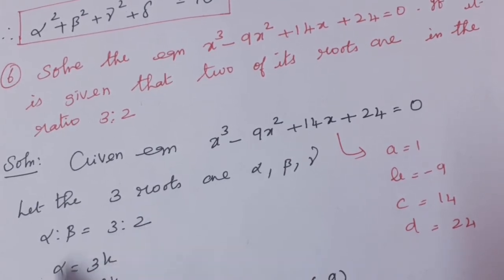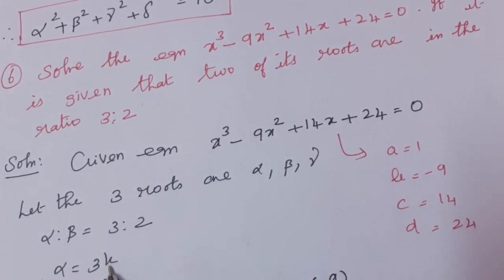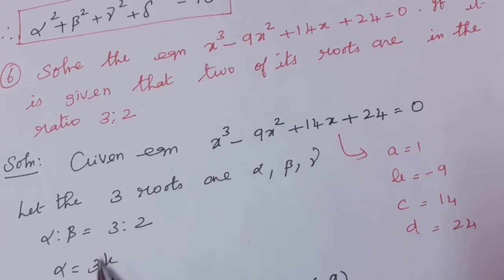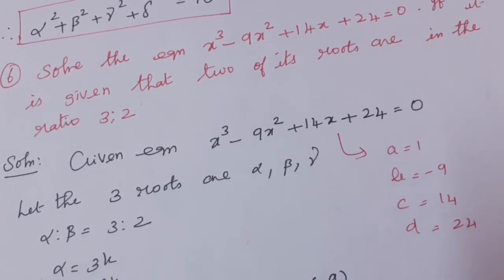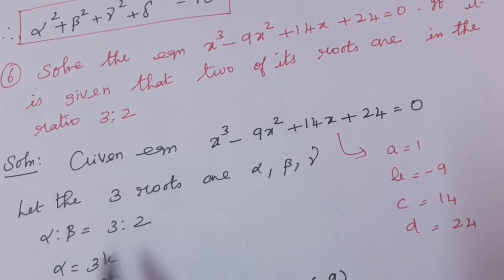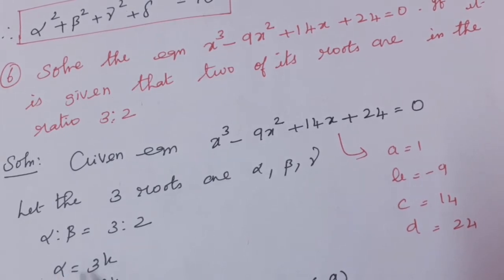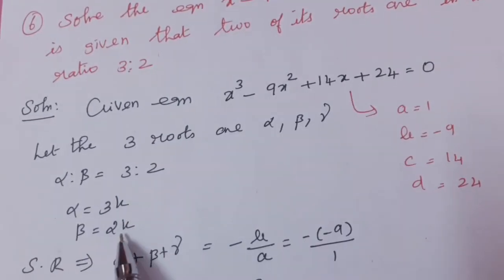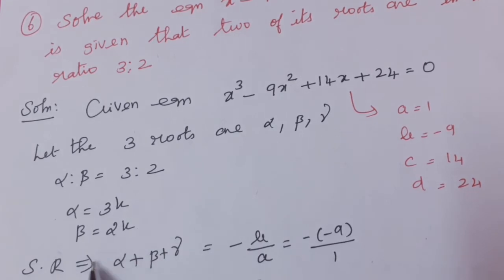If the ratio is given, we write it with a constant value multiplied with each part. The constant can be taken as k or lambda, whatever we like. So alpha equal to 3k or 3 lambda. Now I am using k. Alpha equal to 3k, beta equal to 2k.